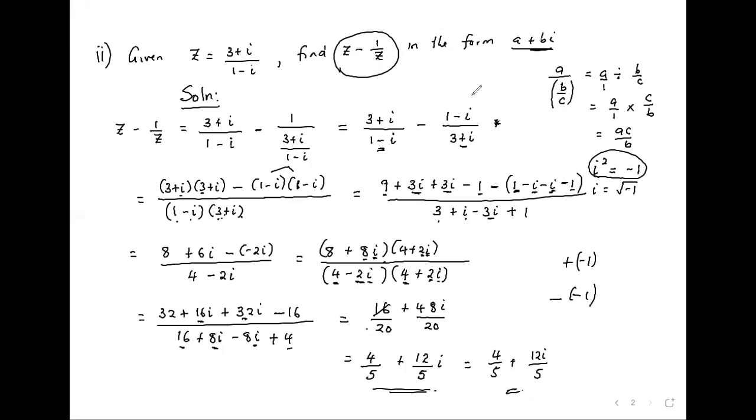What if you have i power 3? i power 3 is i times i times i. So i times i is -1, times i is -i.